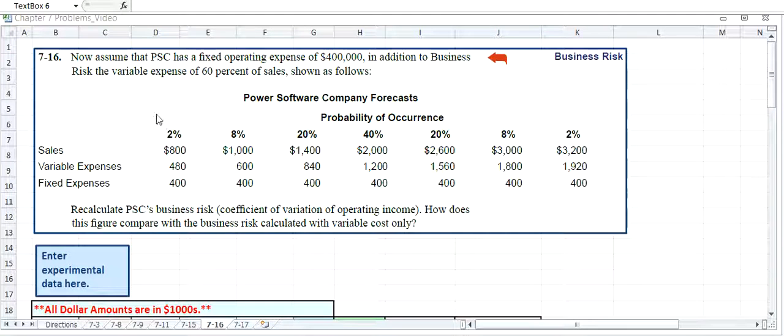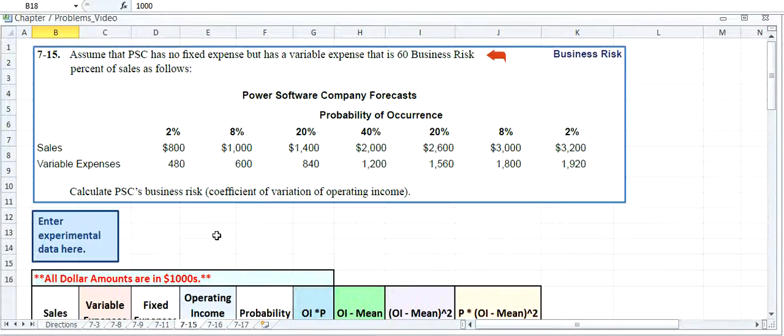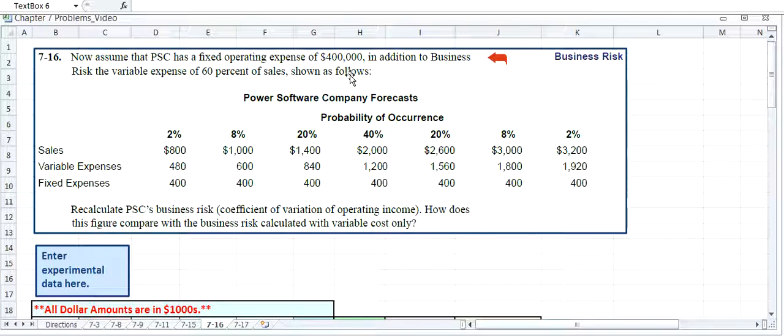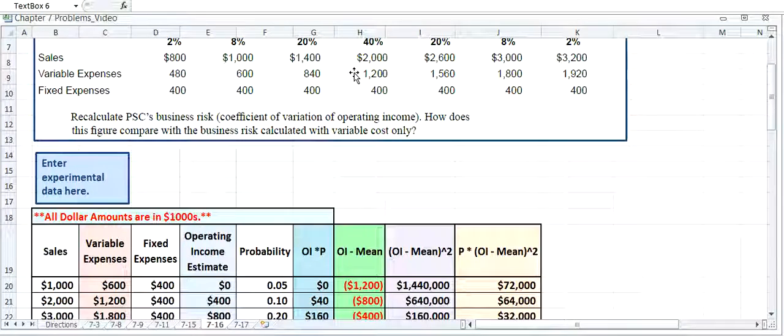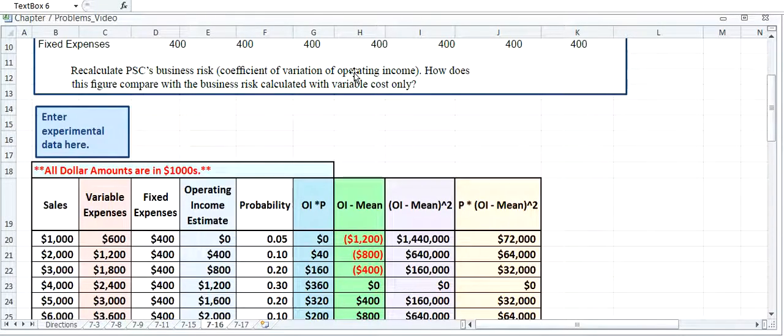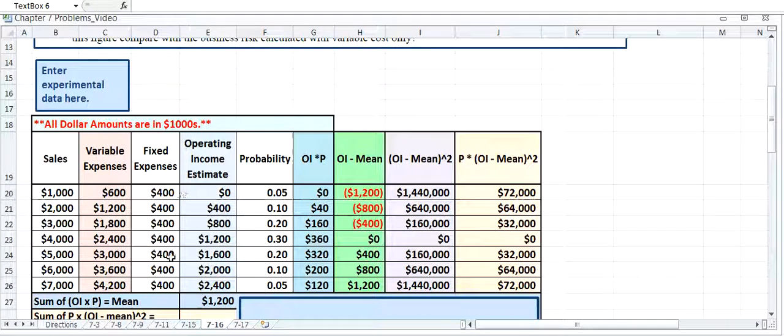In this video, we're looking at problem 716, where you're using the same financial data as you used in problem 715, except we're adding a fixed cost of $400,000, and I want to remind you that this needs to be put in your table as 400 because all these dollar amounts are in thousands.